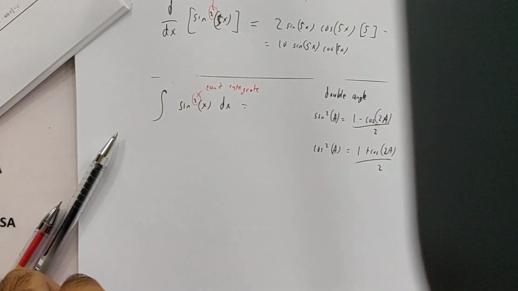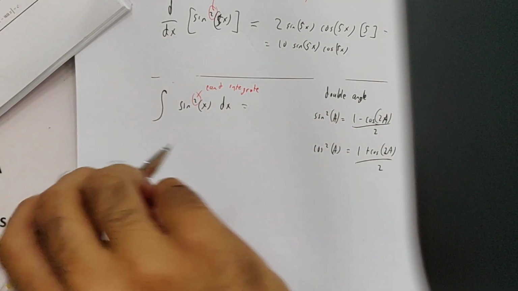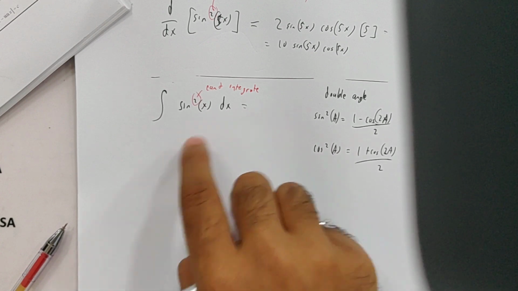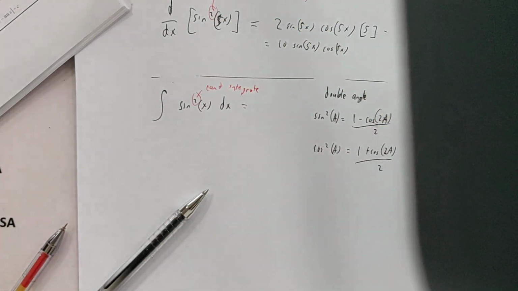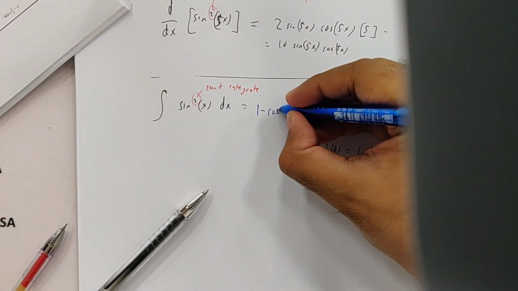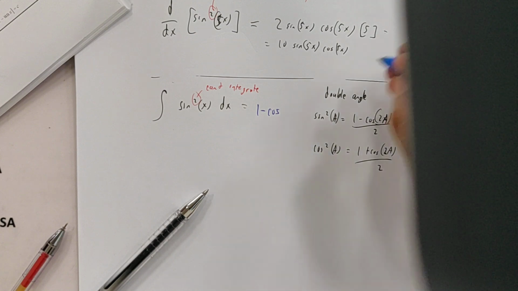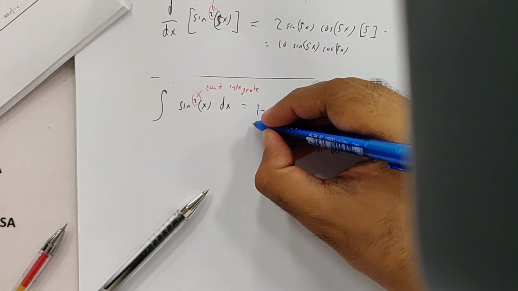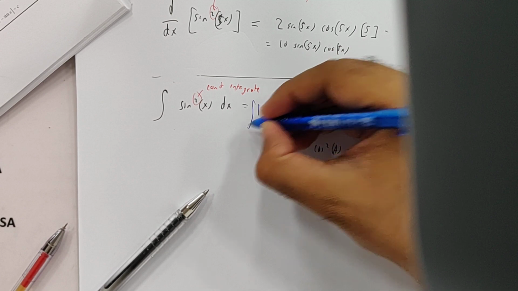Okay? So that means sine squared x here becomes what? 1 minus cos what? 2x over 2.